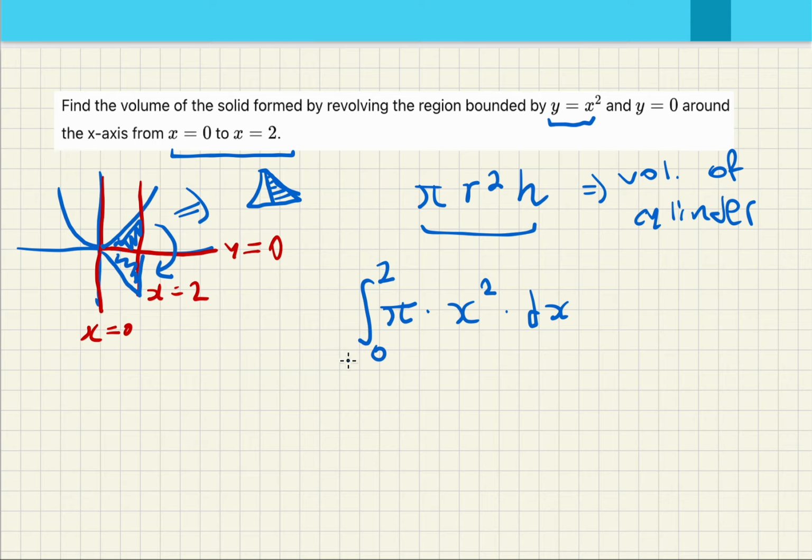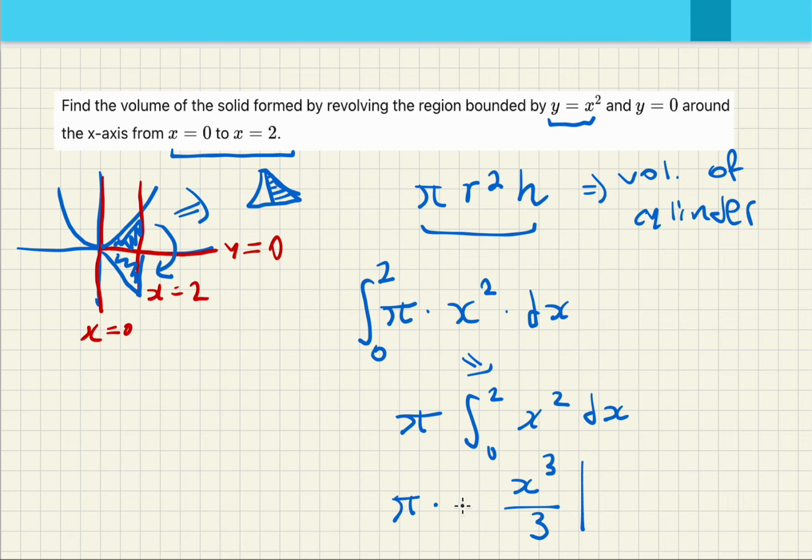And now from here, all we need to do is integrate. So we can put the pi outside because it's a constant. And since we're integrating, we can take any constants outside. And so we get this. Same thing, we just took the pi outside. And so now we just integrate. X squared, using the power rule, we get x cubed over 3. We have pi here, multiply by this, and then 2, 0. And just simple definite integration.